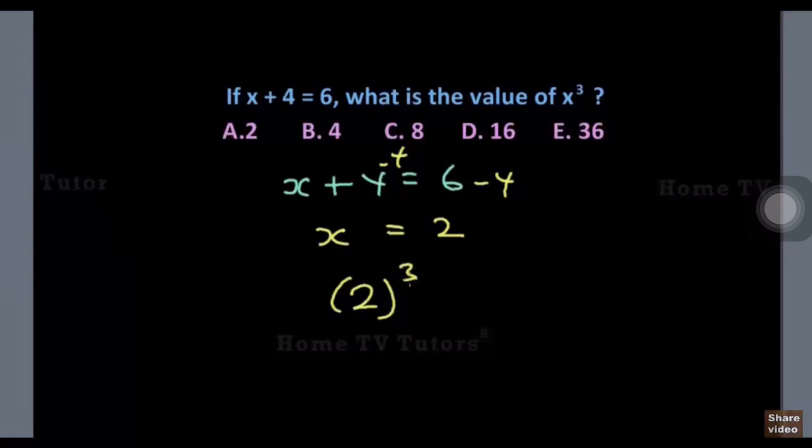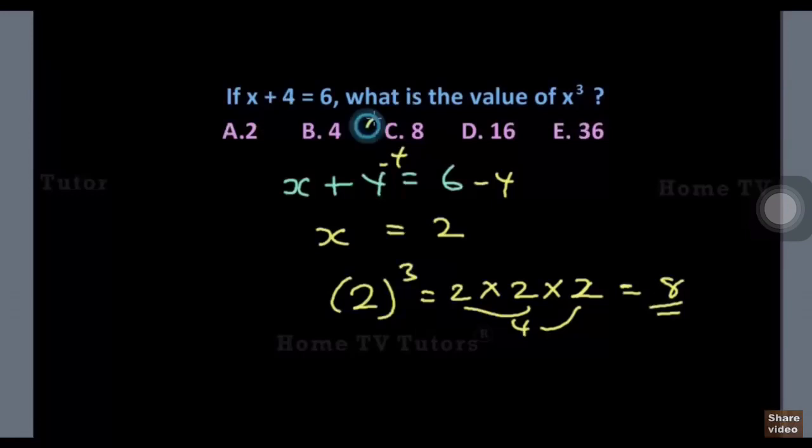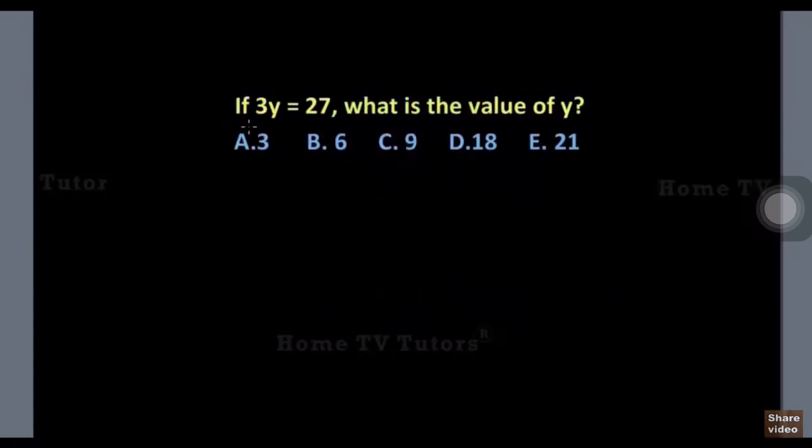Now we are looking for x raised to the power of 3. So if x is 2, 2 raised to the power of 3 means 2 times 2 times 2, which gives us 8. That's option C. We move to the next question. If 3y is equal to 27, what is the value of y?